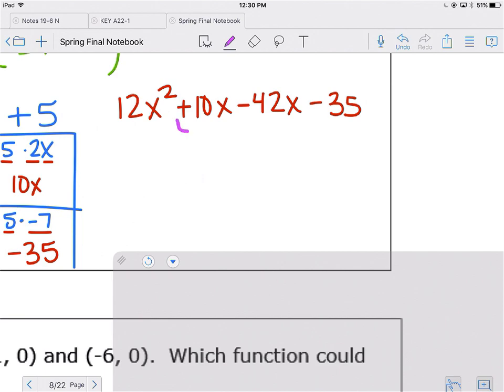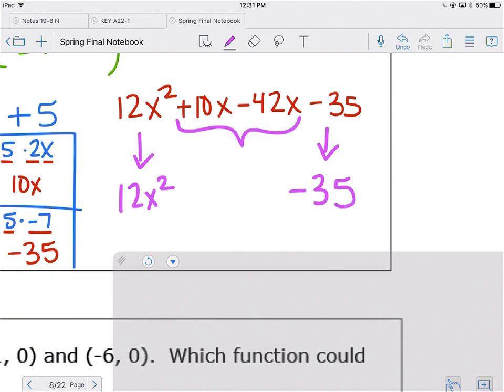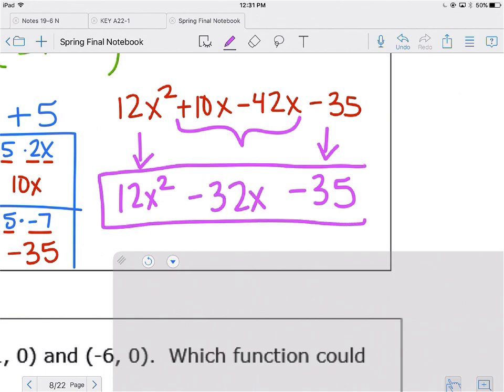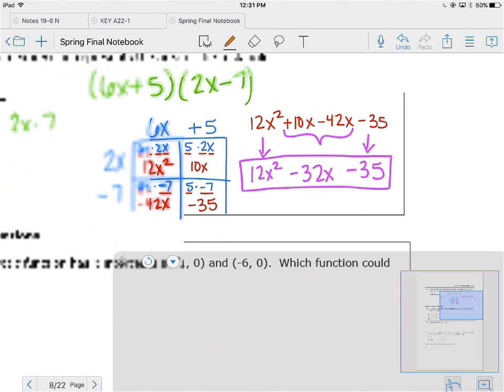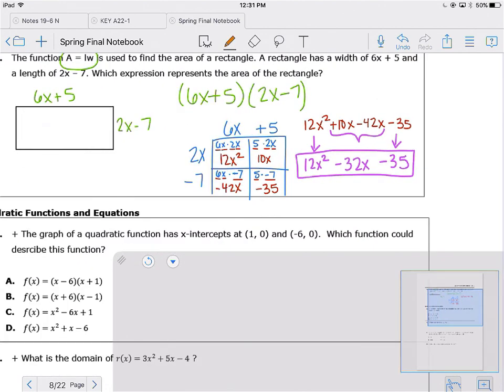From the box, I have to remember to combine my like terms. My 12x squared isn't changing, and the minus 35 isn't changing. It's just that middle term that will change. 10x's minus 42x's is a total of negative 32x's, and I box my answer. So 12x squared minus 32x minus 35 would be my function, or the function to describe my area.